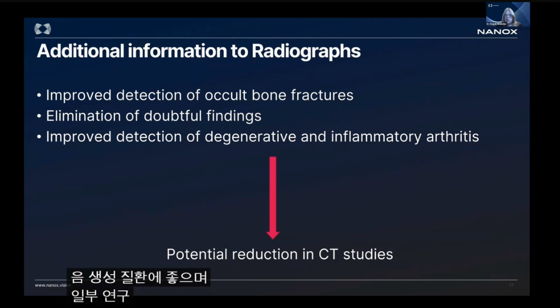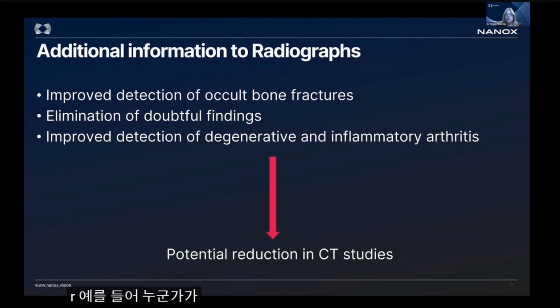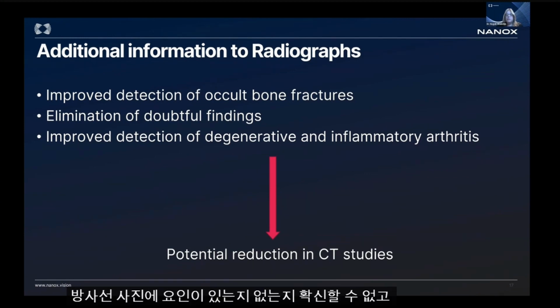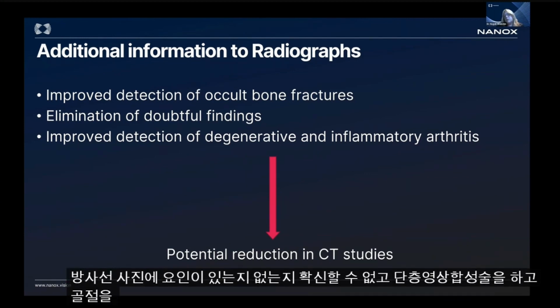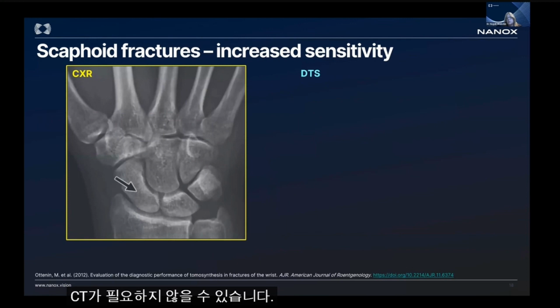And it has been shown in some studies that potentially it can reduce the use of CT because, for example, if someone is not sure whether there's a fracture or not on radiographs and they do a tomosynthesis and they can see the fracture, well, maybe there's no need for CT. And again, I'm saying maybe because although there are some publications, there are no big data about the use.